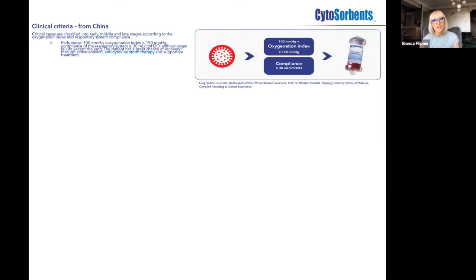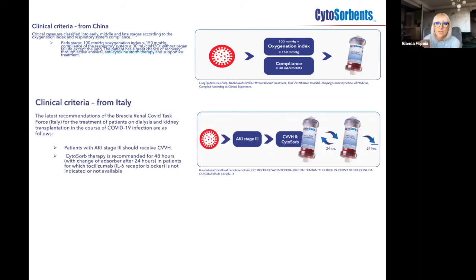And we have some data coming from the countries which are using Cytosorb. So basically in China, they start Cytosorb treatment when the oxygenation index is between 100 and 150 millimeters of mercury, and that is happening together with an antiviral treatment, and of course with supportive treatment. The Italian doctors are starting the treatment for patients on dialysis, or for patients with kidney transplantation, when the patient is in AKI stage 3 and should receive hemofiltration, and it's used for 48 hours in sessions of 24 hours, together with all supportive therapies.